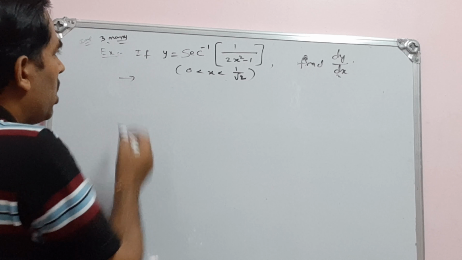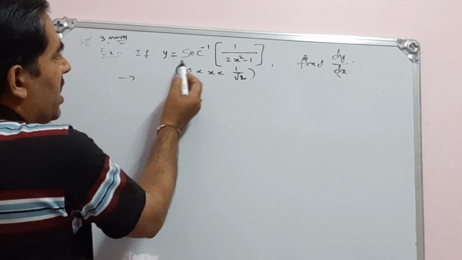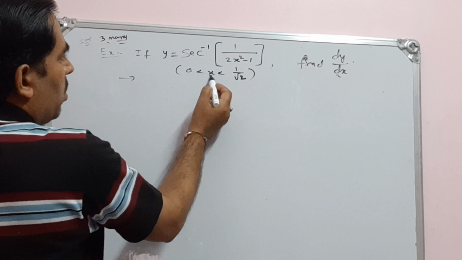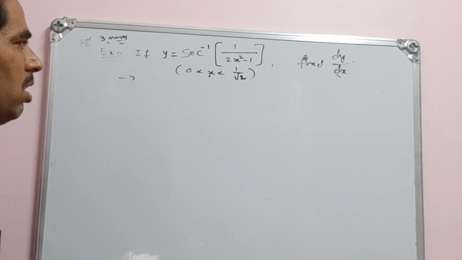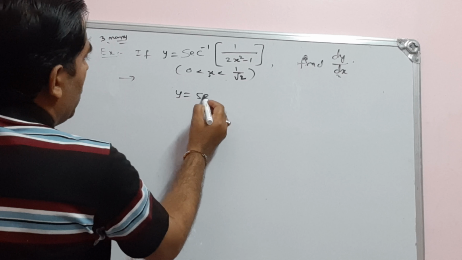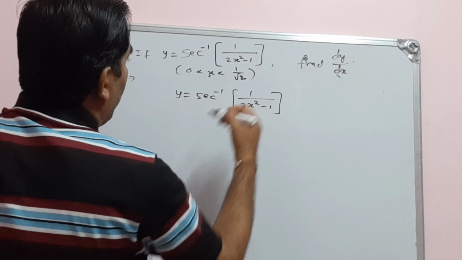This also carries 3 marks. I have written one expression here. What is the question? If y is equal to secant inverse of 1 by 2x square minus 1, find dy by dx. The condition is x is greater than 0, less than 1 by root 2. So the given expression is y is equal to secant inverse of 1 by 2x square minus 1.